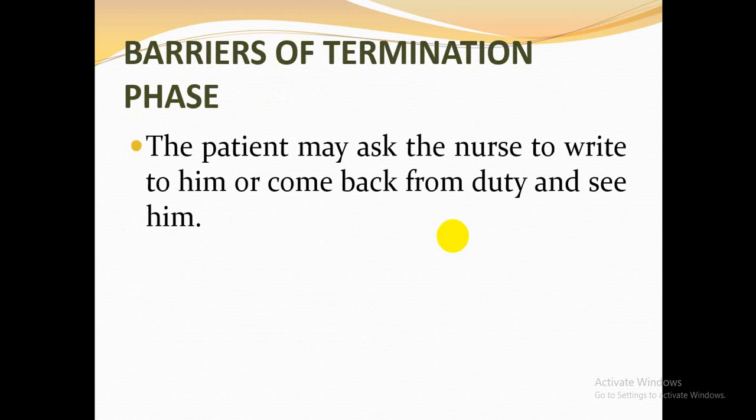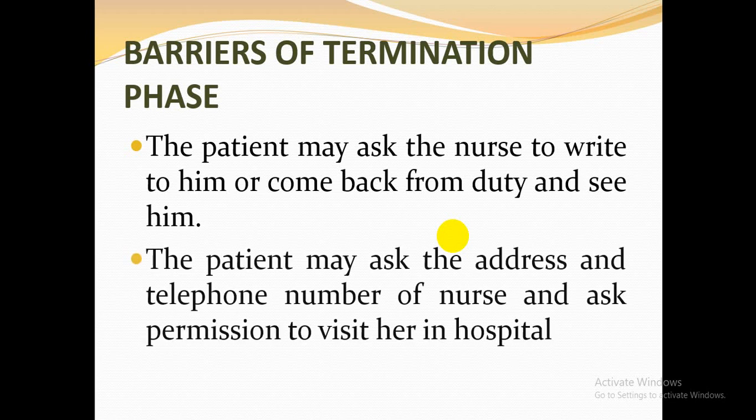Barriers of the termination phase: the patient may ask the nurse to write to him or come back from duty and see him. The patient may ask for the address and telephone number of the nurse and ask permission to visit her in the hospital. Gift giving.